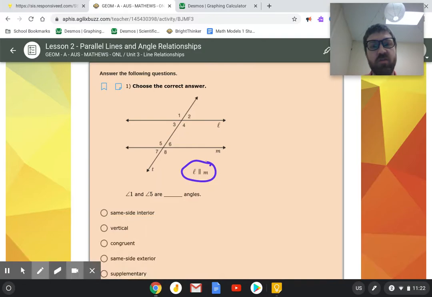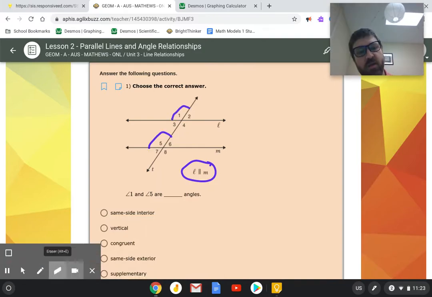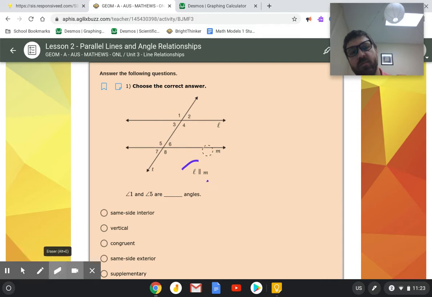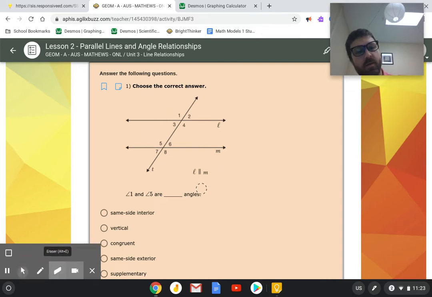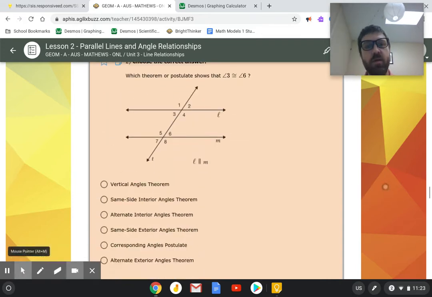So you just need to choose 1 and 5. Which one of those 5 options is 1 and 5? That's it for number 1. That's also similarly what you have to do in number 2.